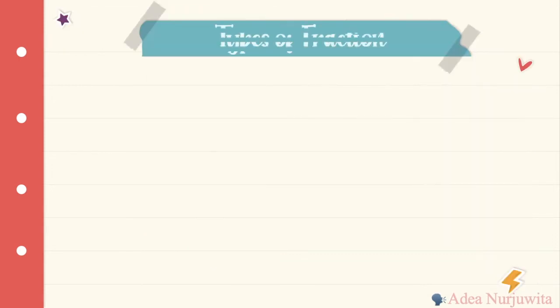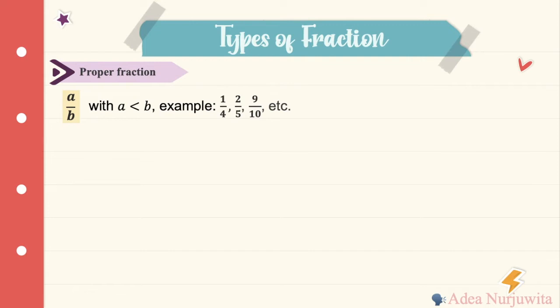Types of fraction. We call a fraction a proper fraction if the numerator is smaller than the denominator. A proper fraction exists in the interval 0 to 1, except 1. For example, 1 over 4, 2 over 5, 9 over 10, and so on.